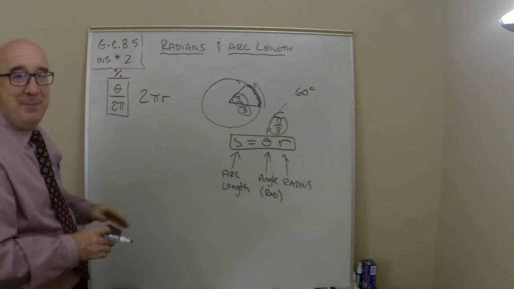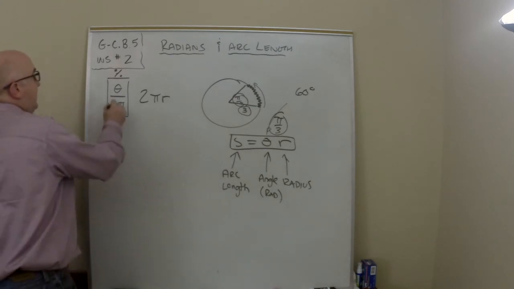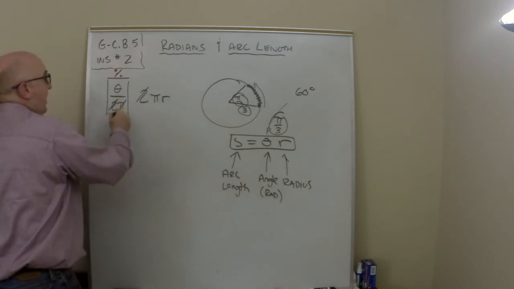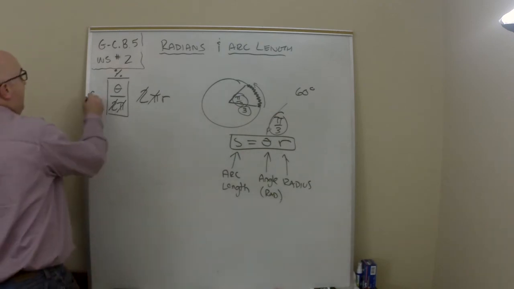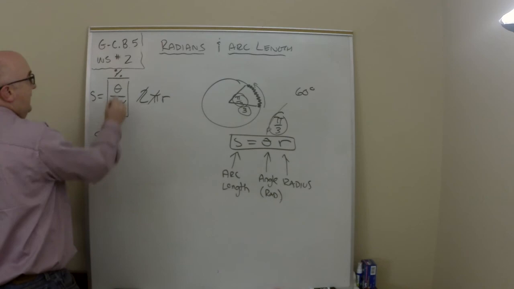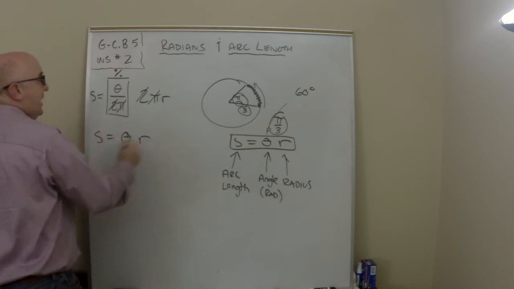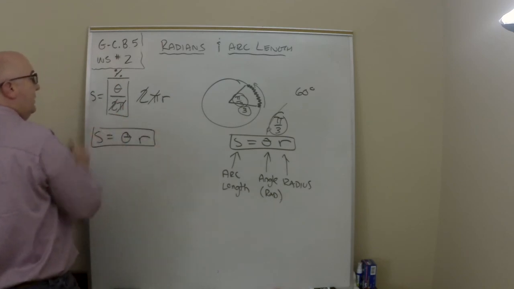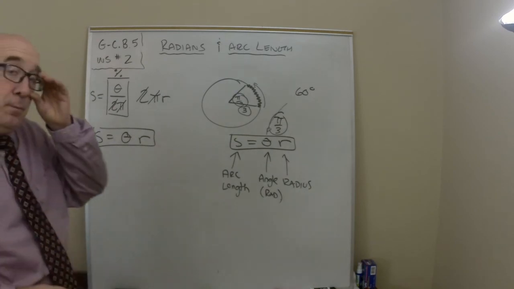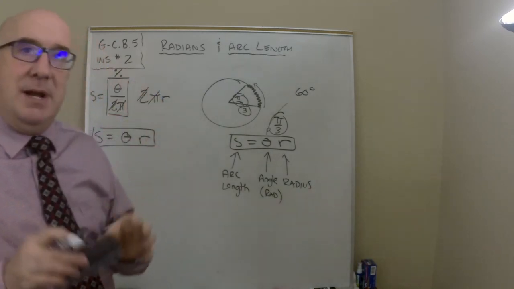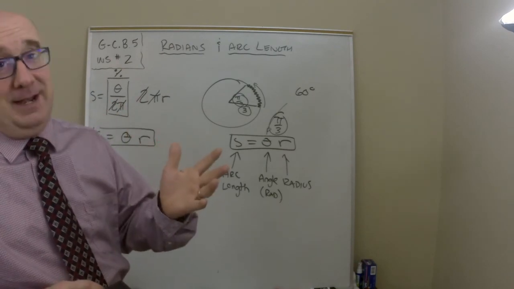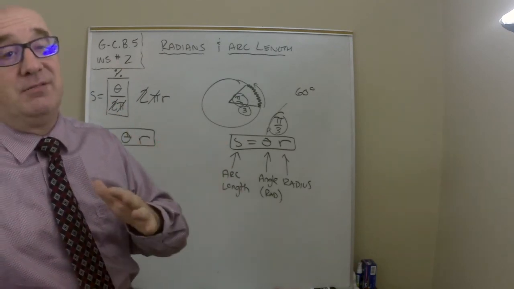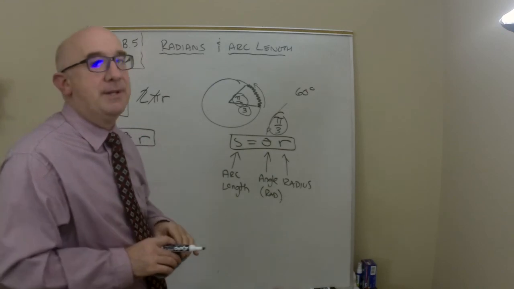Now, watch what happens, which is kind of fun. The 2's cancel, the pi's divide out. And guess what we get? We get the angle times r. There it is again. Very nice little relationship. So when we are in radian measure, the arc length is just simply the angle in radians times the radius. It's not that bad, I promise.